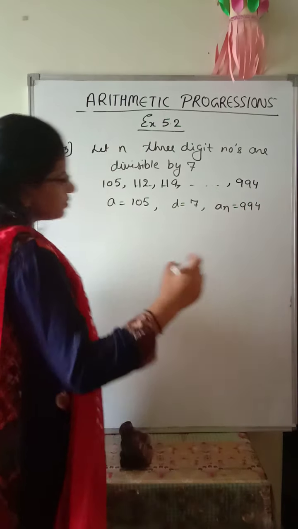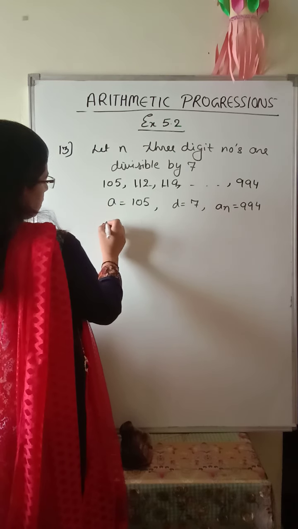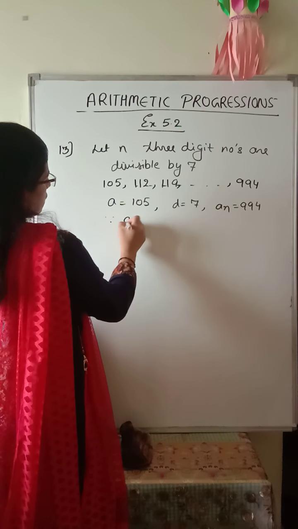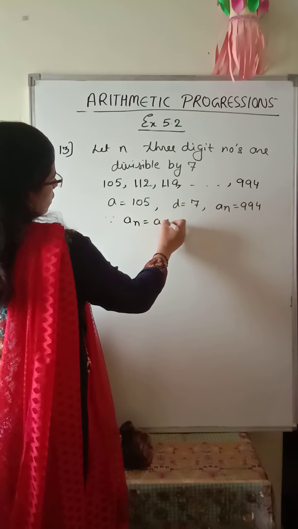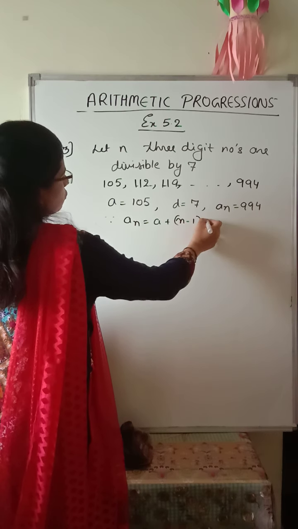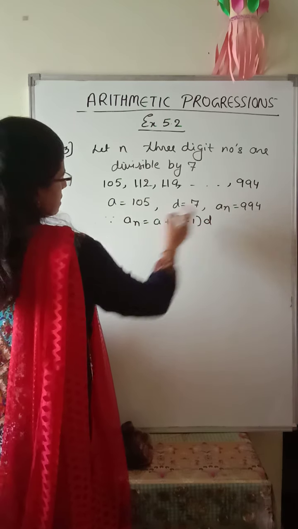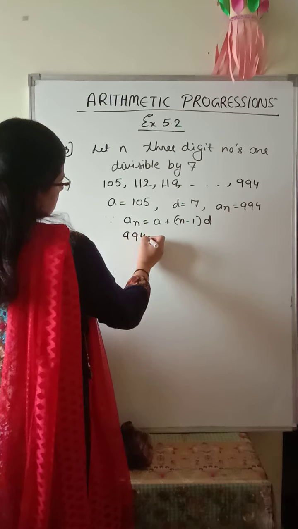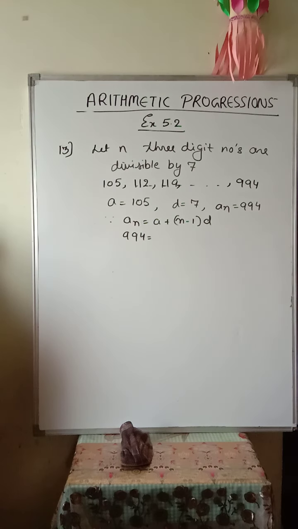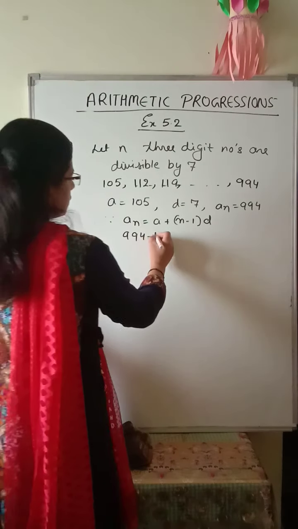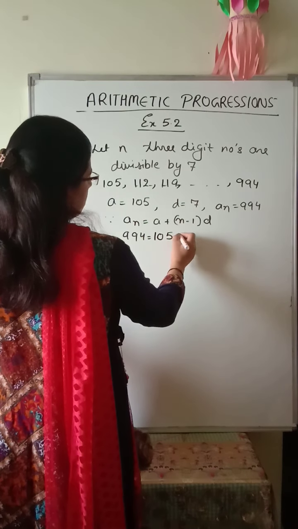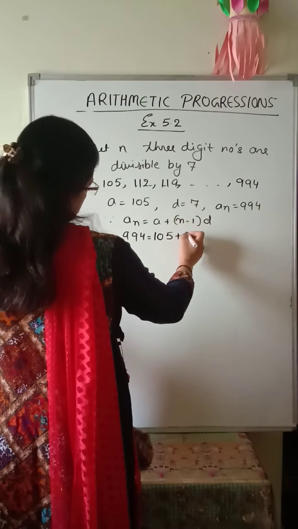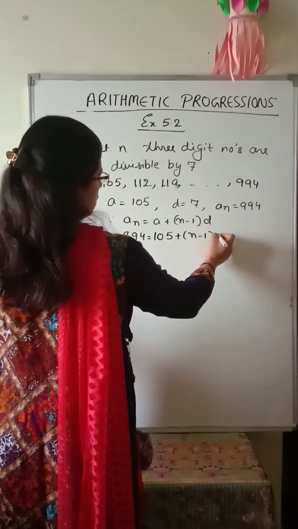Okay, so substitute from in that formula, because we know a nth term is equals to a plus n minus 1 into d. So a nth term is 994 is equals to, what is the value of a from here, you can tell me. A, what is a here, 105. So we can write it as 105 plus n, what is n, we have to find, minus 1 into d is 7.